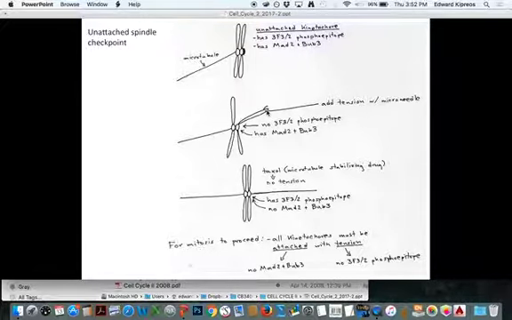But now here's the question for you. So the question is, why do they need to have tension? Why would the cell have evolved to require tension along with microtubules to satisfy the checkpoint? Like, what would happen in a situation where you don't have tension, but you've got microtubules attached?